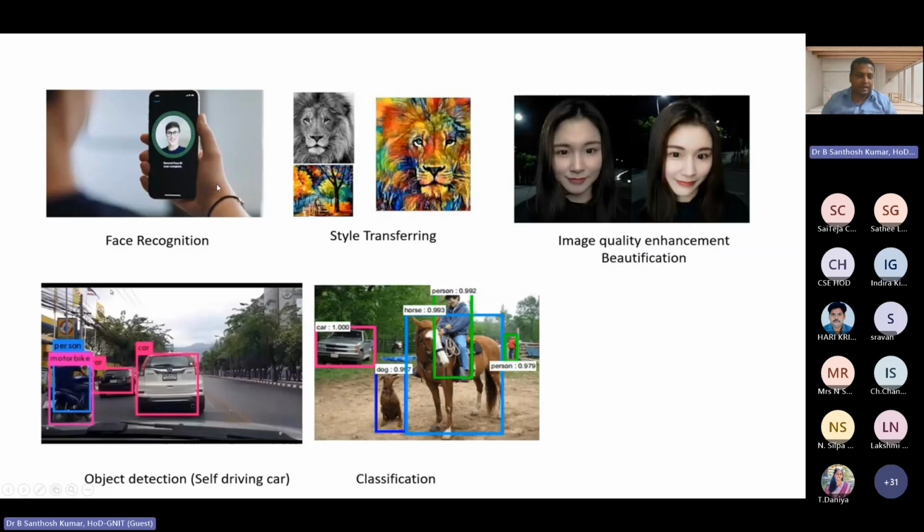For example, face recognition. Suppose you are keeping your camera, then it will show some numbers.